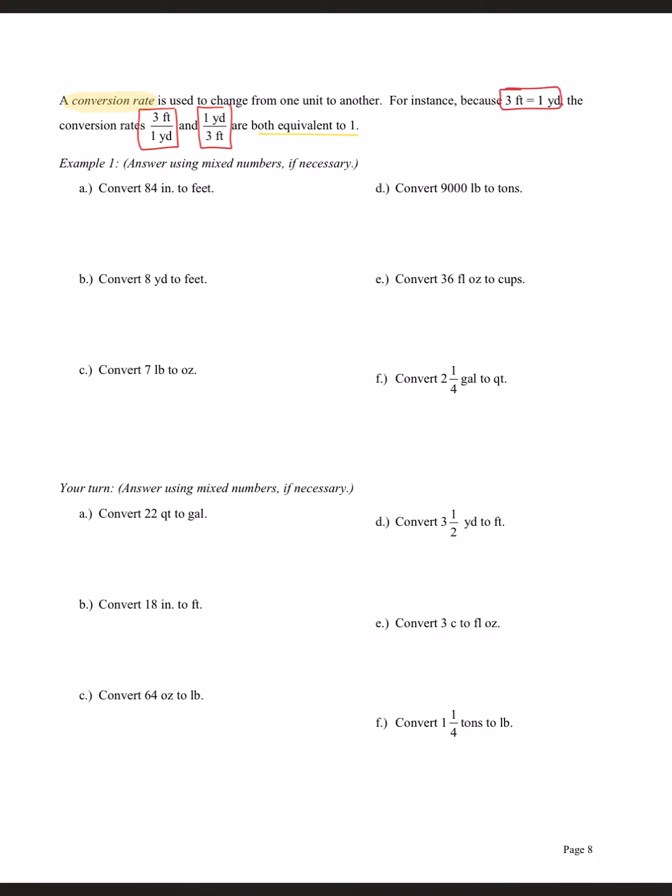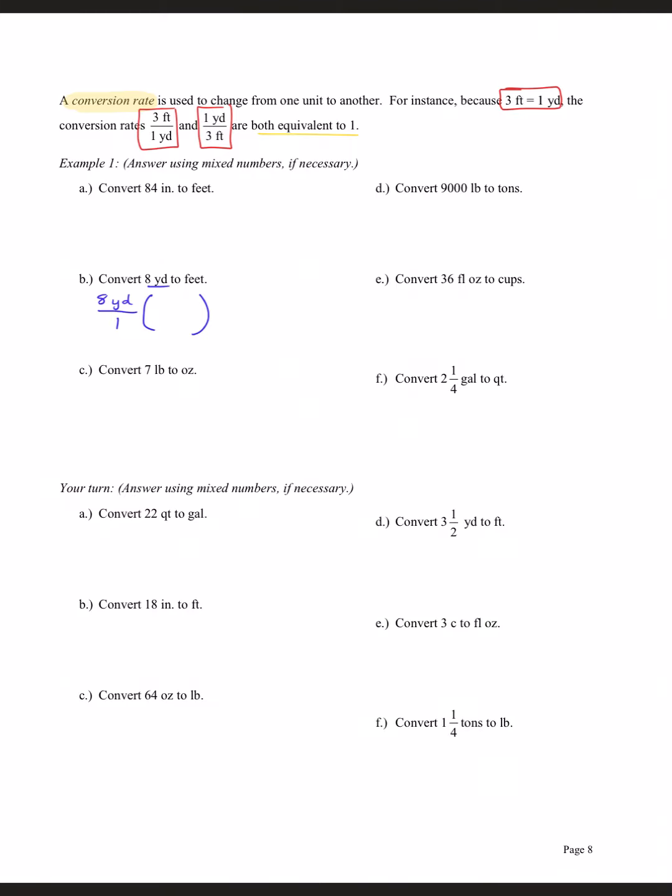We're going to actually look at example 1 using letter B first. And this is answer using mixed numbers if necessary. So letter B says convert 8 yards to feet. So we always want to start with the measurement that is being given to us. So we start with 8 yards. And then we're always going to put a 1 underneath that. That's the first step, no matter what the problem looks like. And then we have to multiply this by a conversion rate. So again, one of these two things here.